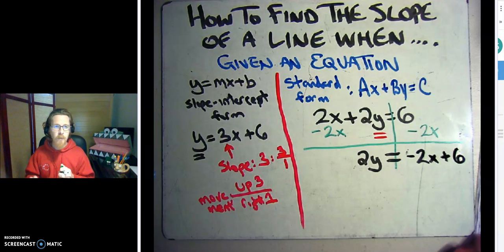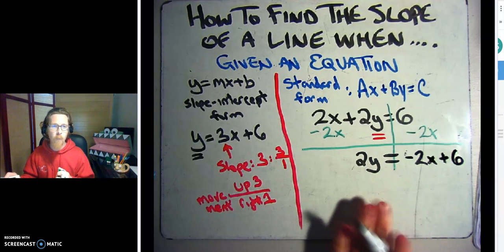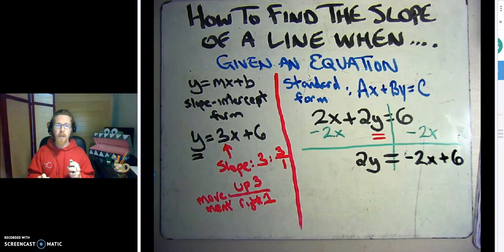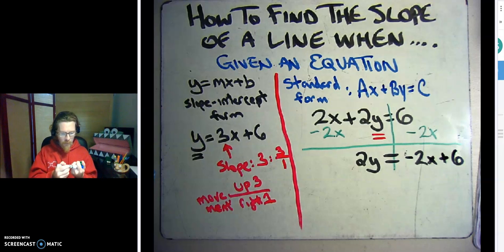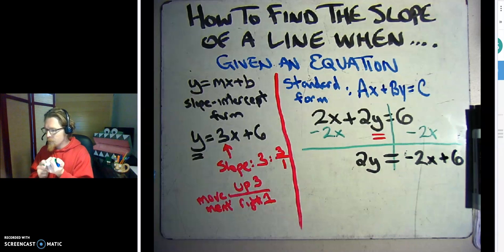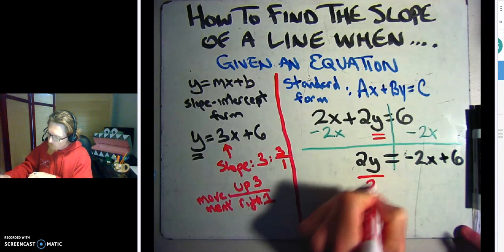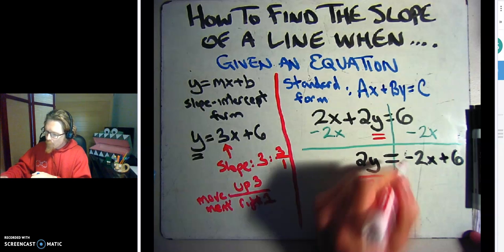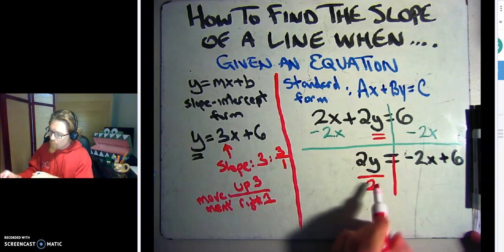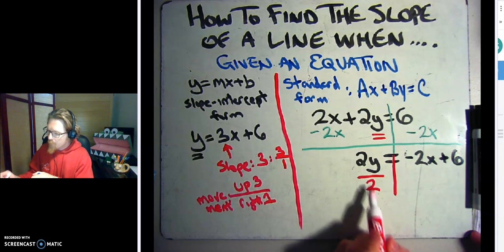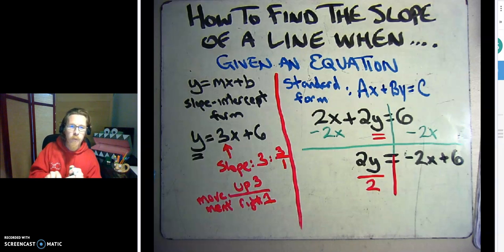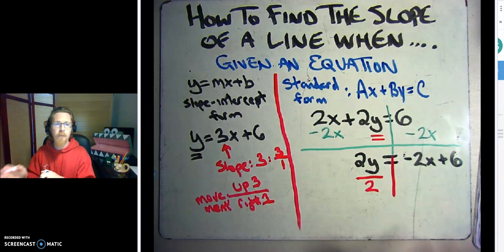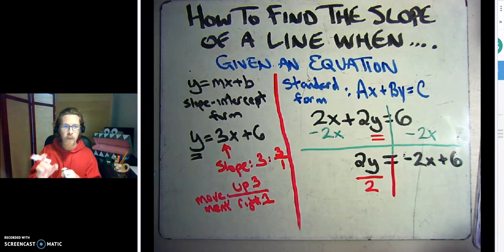By subtracting 2x on both sides, I'm getting that y value isolated. But I don't want two y's, I want one y. The inverse of multiplication is division, so I'm going to divide this side by 2 to get my 1y. Again, the law of equality asks that we also divide the other side by 2. Whenever you do division, you want to make sure that every term gets divided.